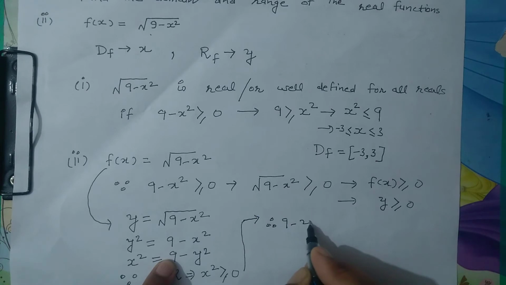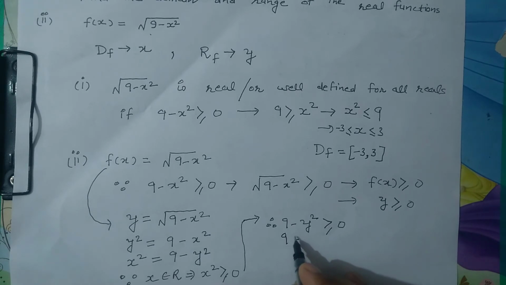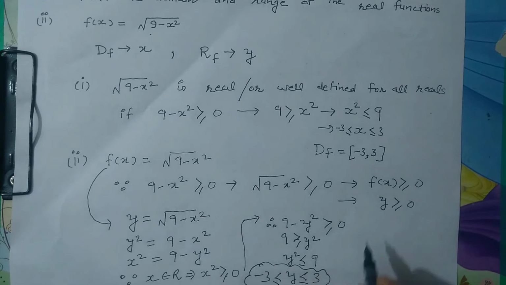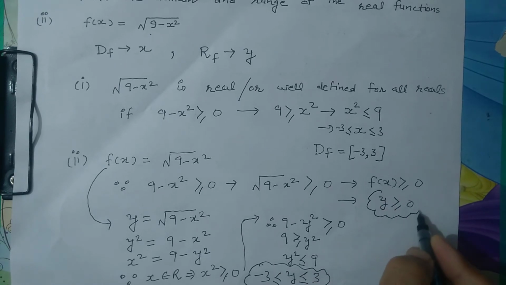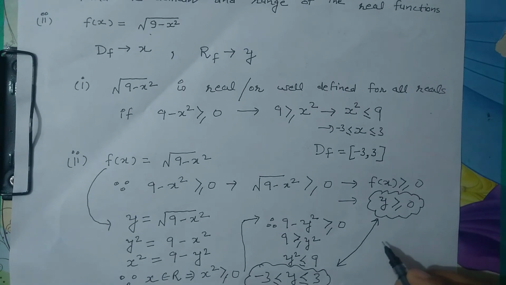So now this whole x square, meaning 9 minus y square, is greater than or equal to 0. Okay, that means 9 is greater than or equal to y square. That means y square is less than or equal to 9. Okay, again what we can say, y is less than or equal to 3, greater than or equal to minus 3. So this way, one value of y is this, second value of y is this. So what is our task now? We shall find the common of the two.